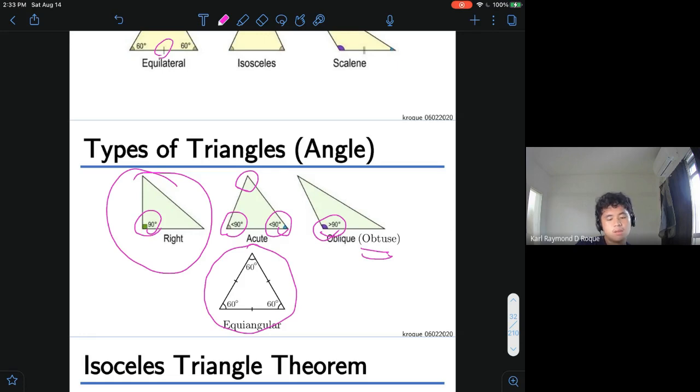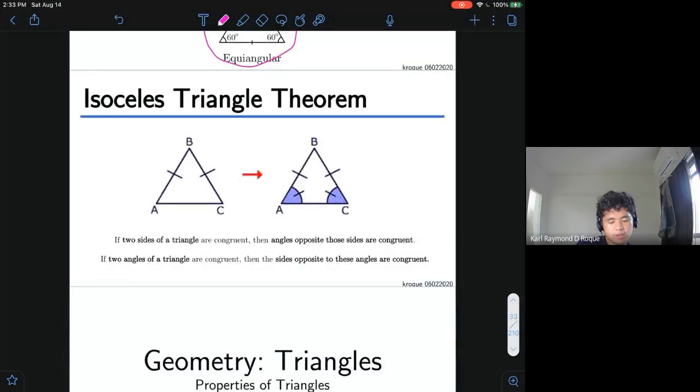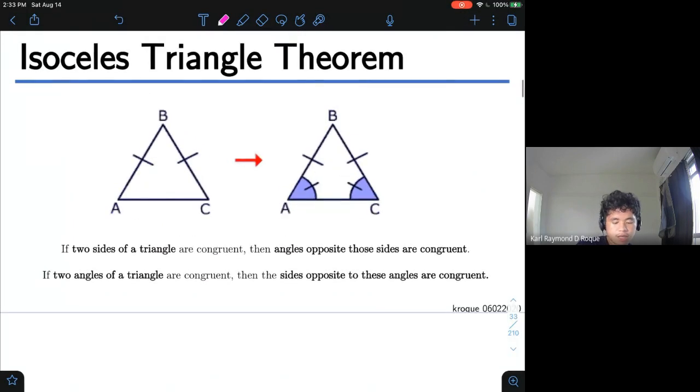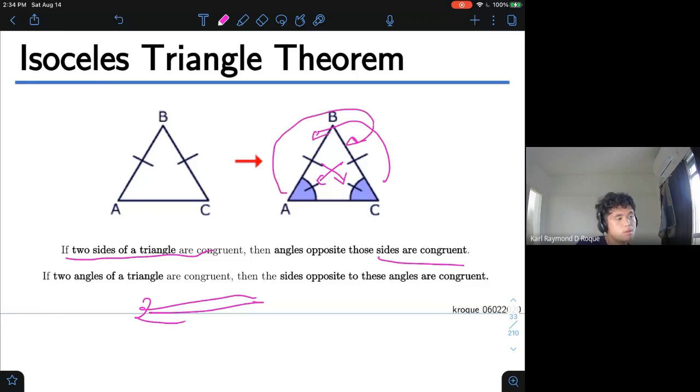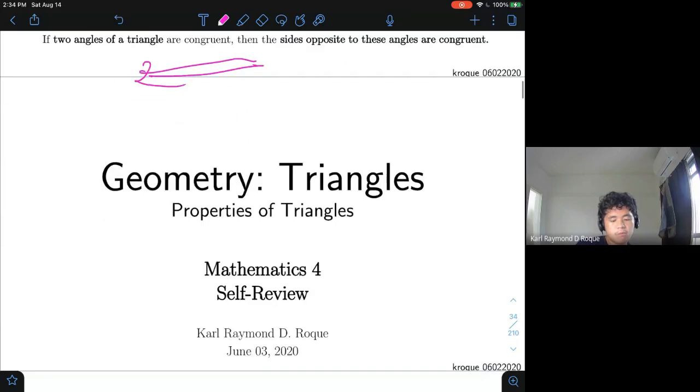Okay. We have a theorem called the isosceles triangle theorem. If two sides of a triangle are congruent, then the angles opposite those sides are also congruent. If two angles of a triangle are congruent, it also implies the same thing: the sides opposite to these angles are congruent. Okay. Before I move on, any questions?